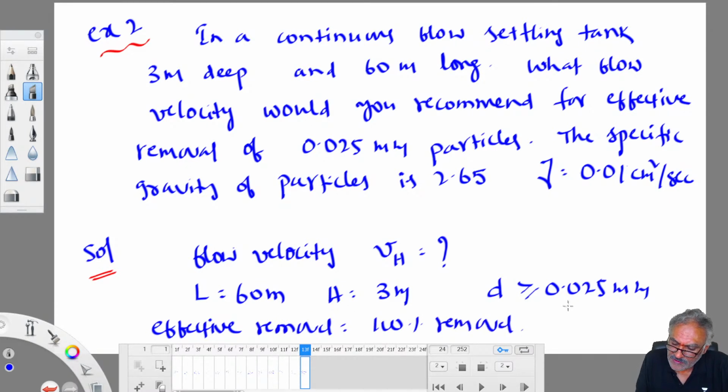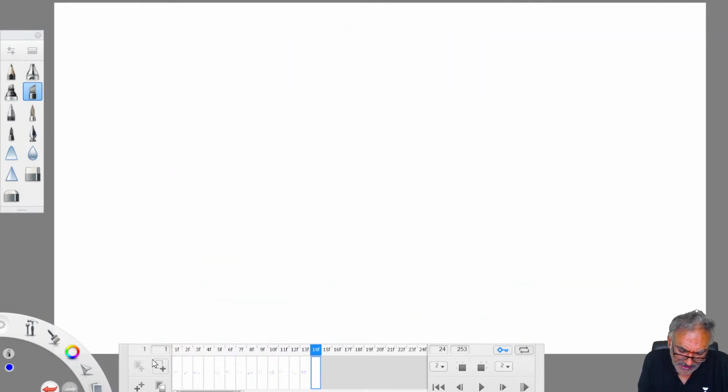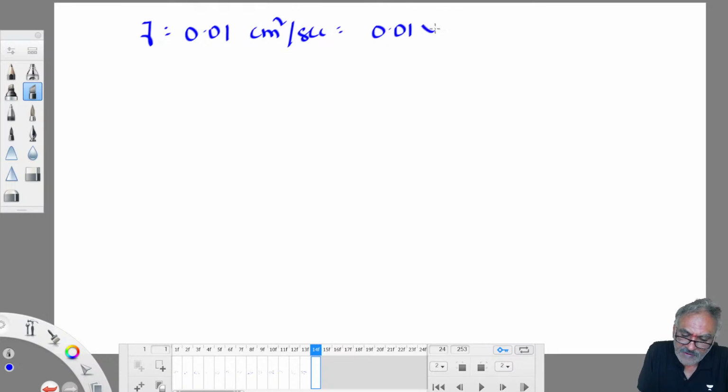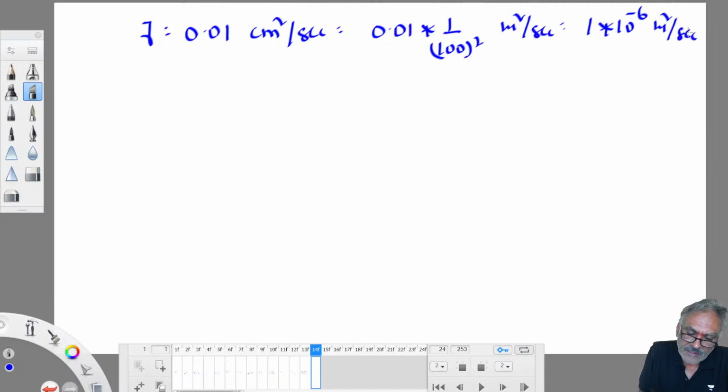So what else is given? Specific gravity of particle is given as 2.65 and kinematic viscosity of water is given as 0.01 centimeter square per second. If you convert this into meter square, 1 by 100 square meter square per second is 1 into 10 power minus 6 meter square per second. So diameter of the particle 0.025 mm, this you can convert into meters.